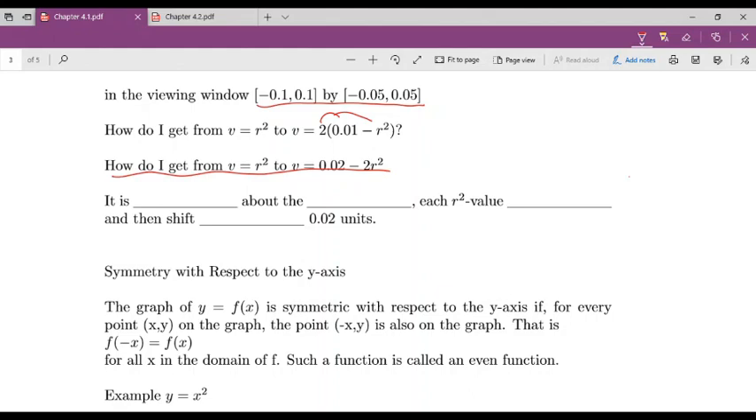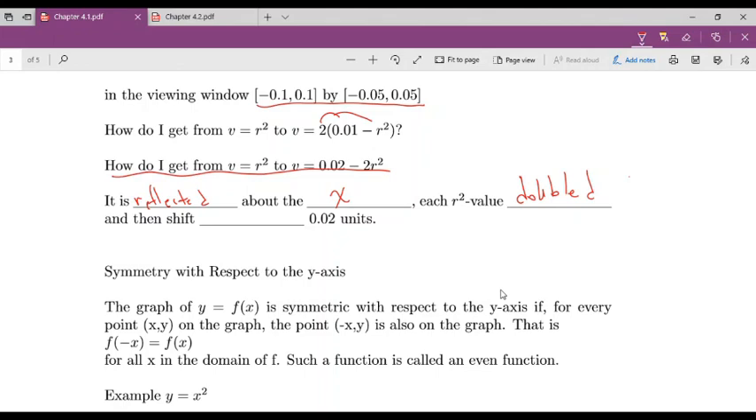Okay, so it is blank about the what axis, so it's going to wind up being reflected about the x-axis here, because remember it flipped over the x-axis. Each r squared value is doubled, and then a shift which direction 0.2 units.